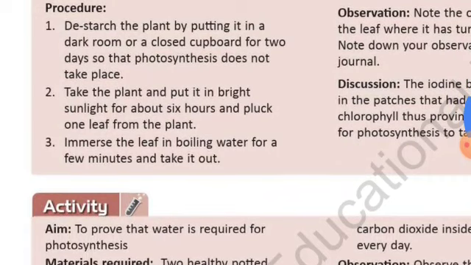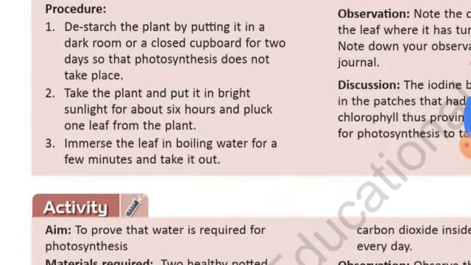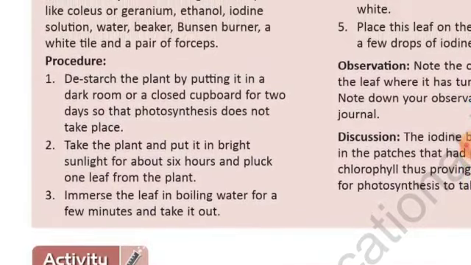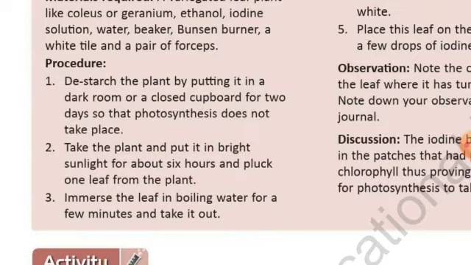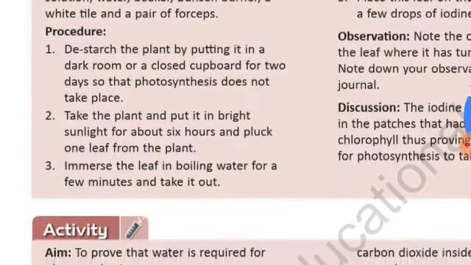Now, tell me why the plant has been kept in bright sunlight? The plant has been kept in bright sunlight so that the plant will do photosynthesis. And after photosynthesis, the plant will become starchful. That means the starch is stored in plants. So after that we will pluck one leaf.